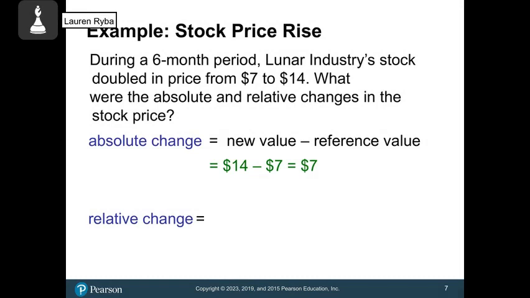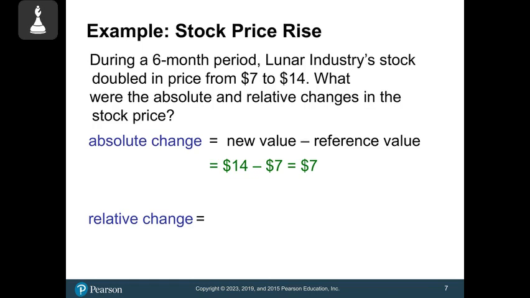During a 6-month period, Lunar Industries stock doubled in price from $7 to $14. What were the absolute and relative changes in stock price? Well, absolute change just wants us to calculate that difference. And you can see that there. 14 minus 7, increased by $7.